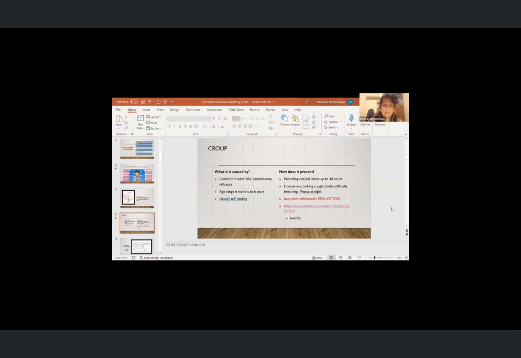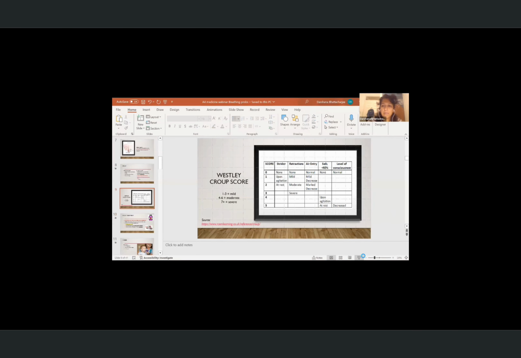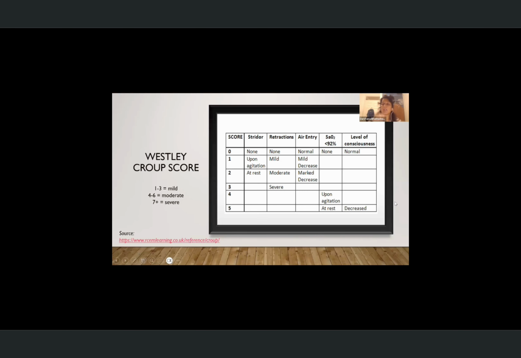Right, let's get back to where we were. So when assessing a child for croup, you do have a very handy Westley croup score that you can access, and this essentially helps you to categorize whether the child has mild, moderate, or severe disease, and what degree of treatment you need to go for. So as you can see, up to a score of 3 is quite mild illness, between 4 and 6 is moderate, and then over 7 is severe. And that's essentially if you have stridor, severe work of breathing, and you're hypoxic with a decreased level of consciousness.